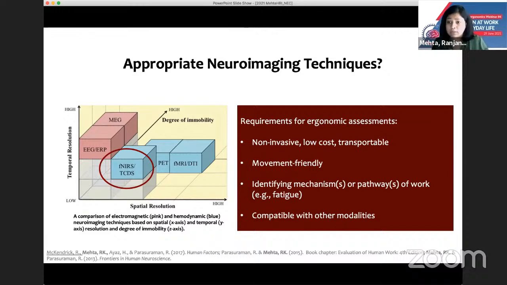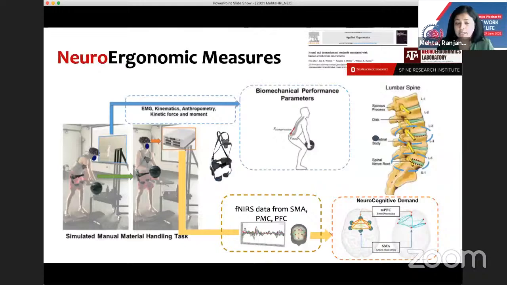For the work that we are doing, we wanted the neuroimaging technique to be non-invasive. It had to be low cost. It had to be transportable. It had to be movement friendly, but it also had to provide mechanisms of pathways of the construct that we are trying to understand. And it had to be compatible with other modalities that we could do. We primarily use functional near-infrared spectroscopy, but I'm pretty sure the information I'm providing here can be translated to other neuroimaging techniques.